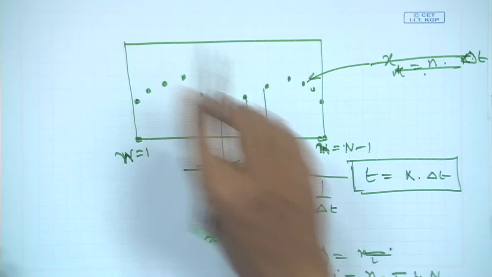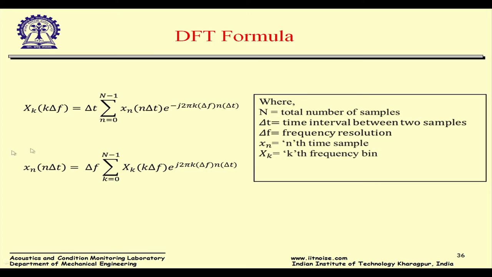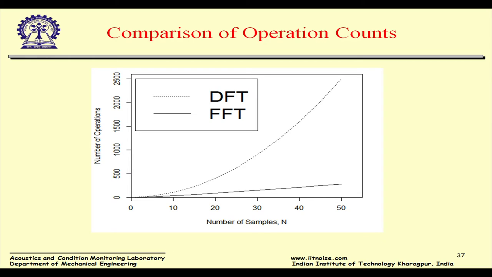So I know the time representation of the signal, n times delta t, where n is changing. At every instance of time I have these values. I plug them in here, and then I will get the time and the frequency and so on. This is just a comparison of FFT and DFT.